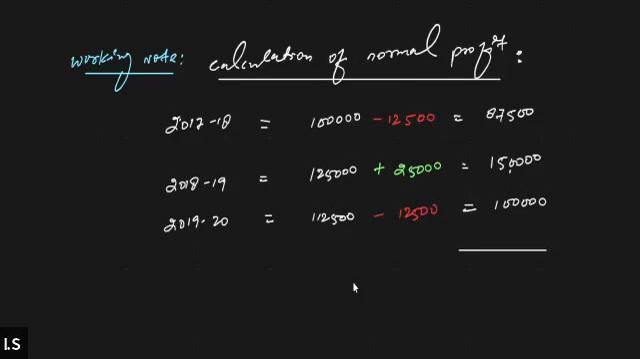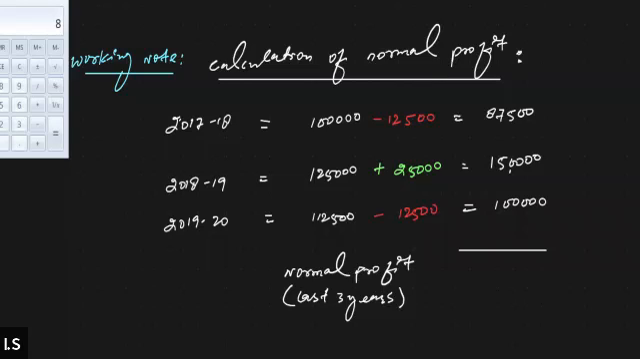All right. So now after adding this, we will get the normal profit of the last 3 years. It will be 87,500 plus 1 lakh 50,000 plus 1 lakh. So this will be 3,37,500. Got it? Is this clear to both of you?